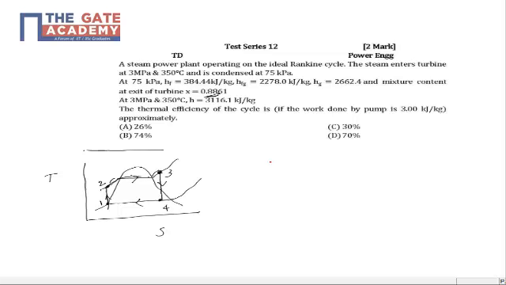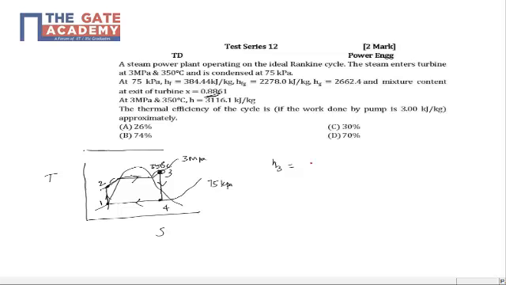But before that, what we will do is find out the enthalpies at each of the 4 points, because that will be useful. So at 3 the pressure is already given as 3 MPa, and at 4 it is 75 kPa. So hf and everything is already given. Now at point 3 where it enters the steam turbine, the temperature is also given. This is 350 degrees Celsius.